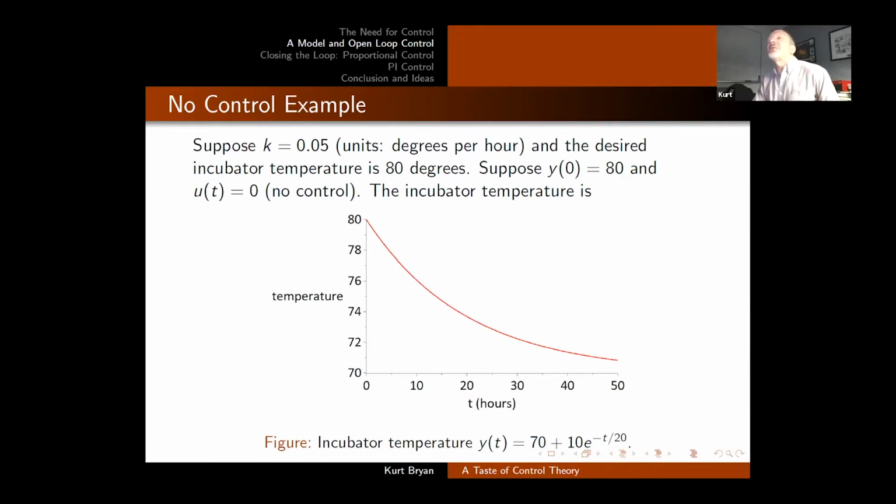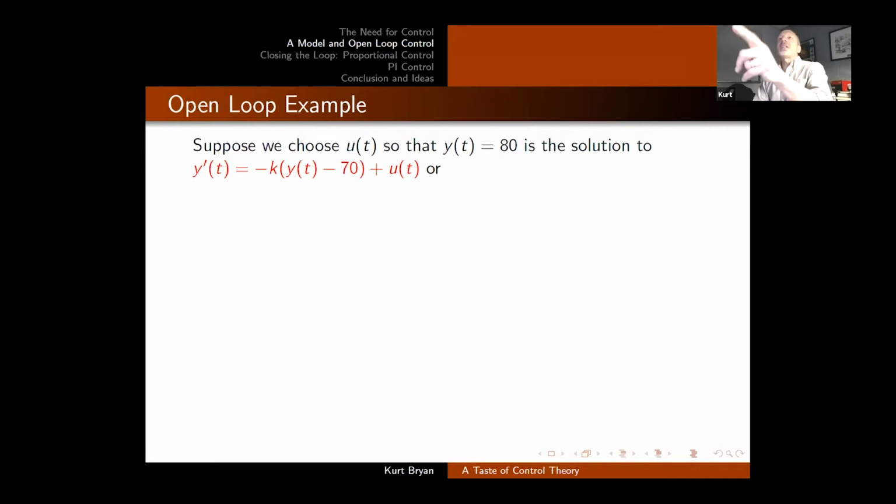So what we're going to do is turn on the heater via this control function in such a way that y(t) equals the constant 80 is the solution to the ODE, the controlled ODE that you see there in red.